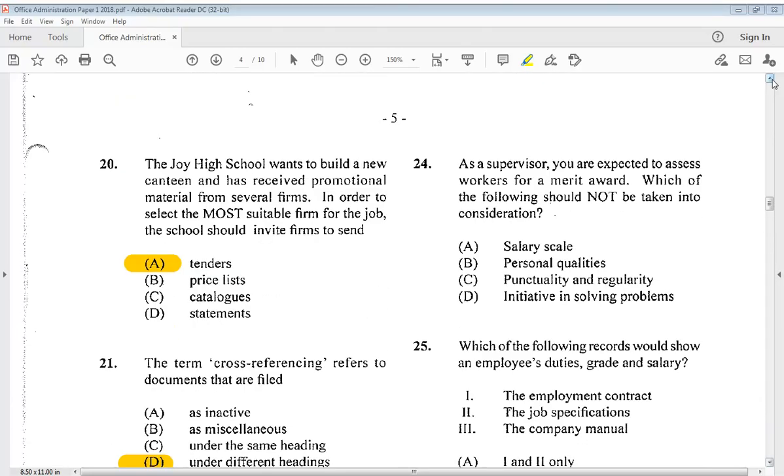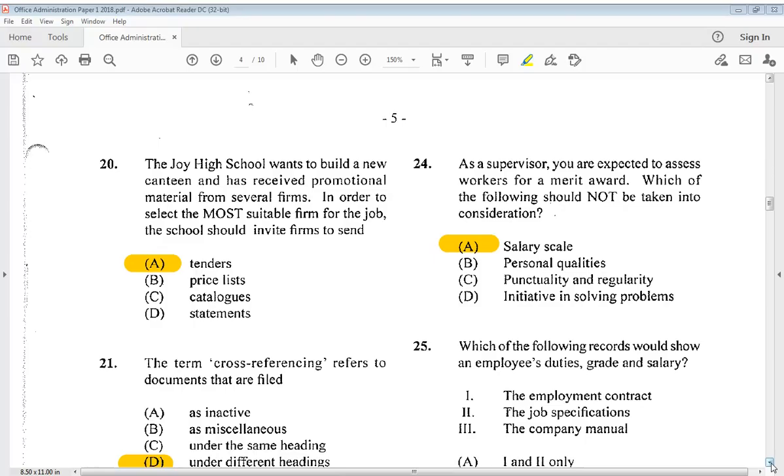Here we go. It says, as a supervisor, you are expected to assess workers for a merit award. Which of the following should not be taken into consideration? A, salary scale, B, personal qualities, C, punctuality and regularity, D, initiative in solving problems. So we know that personal qualities would have to be taken into consideration. C, punctuality and regularity, key factors, and initiative in solving problems. So we know the answer, the one that is not, is A.